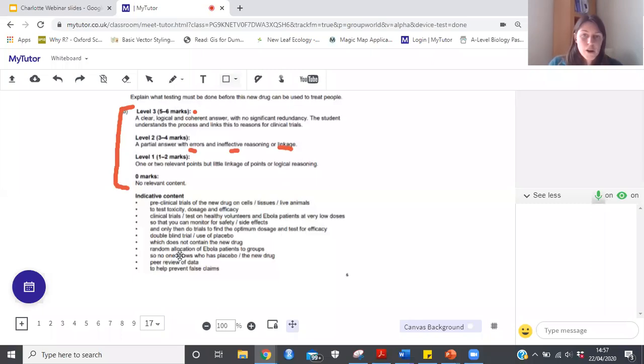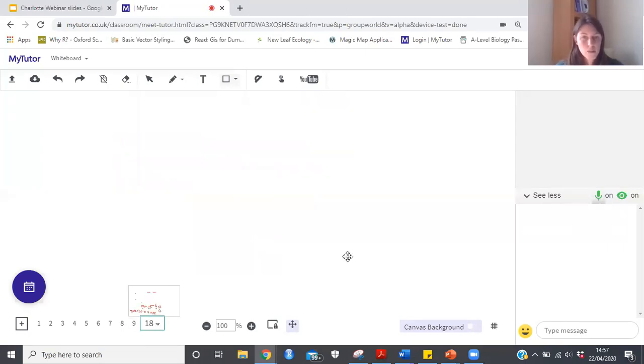Random allocation of Ebola patients to groups, so that's talking about good science there. Make sure that you allocate people randomly, so no one knows who has the placebo or the new drug. And then you make sure that any results are peer-reviewed by other scientists to help prevent false claims. So you don't have to write all of that. That's an idea of what you could write. So I've written a model answer.